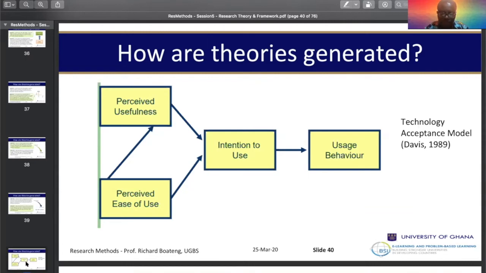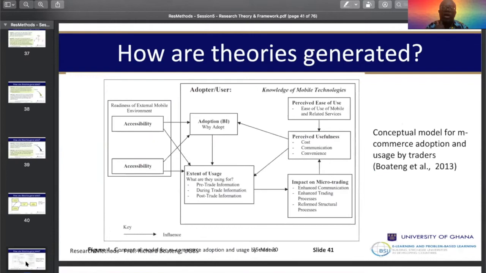So you have seen how Davis came up with it. Perceived usefulness and perceived ease of use influence the intention to use. I took that particular model and applied it to my work, to a paper I wrote on mobile commerce adoption and use by traders. In that model, I looked at why people adopt mobile phones. You see that in the middle here. I said that perceived usefulness can influence that, but perceived usefulness is also influenced by perceived ease of use. So you can see that one coming to perceived usefulness. But I didn't draw an arrow from ease of use to adoption. So I said that ease of use influences usefulness, which is partly in the literature, and then can influence adoption.